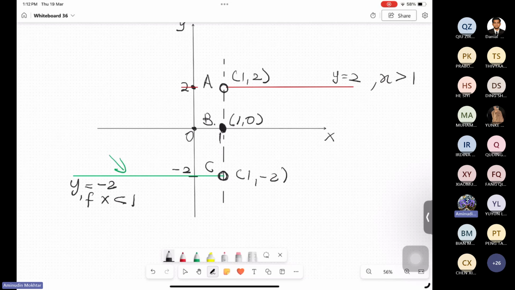Because at A and B, the value of y does not exist. The value of y only exists at point B. So at point B, we draw the black point.